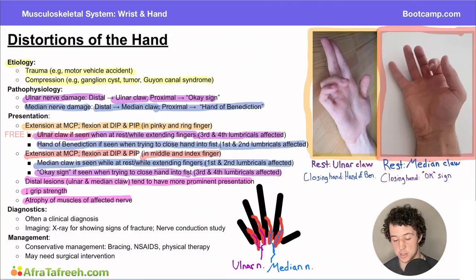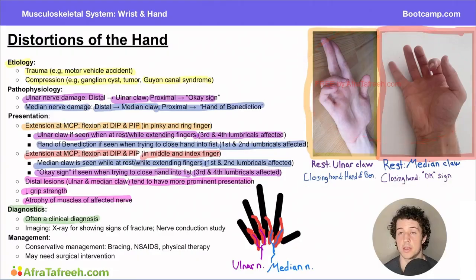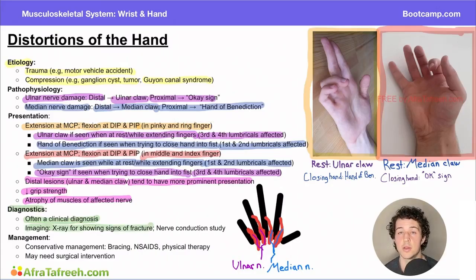Like many things in this chapter, the diagnosis of this will often be a clinical diagnosis based off of the presentations and asking the patient to close their hand into a fist that we've already talked about. Of course, if the patient came in from a motor vehicle accident or we otherwise suspect a fracture, we may still get an X-ray to show for signs of fracture, but this would appear normal if there is no bone injury. Additionally, we may also do a nerve conduction study or an electromyography in order to assess the electrical activity of the nerves near the hand.